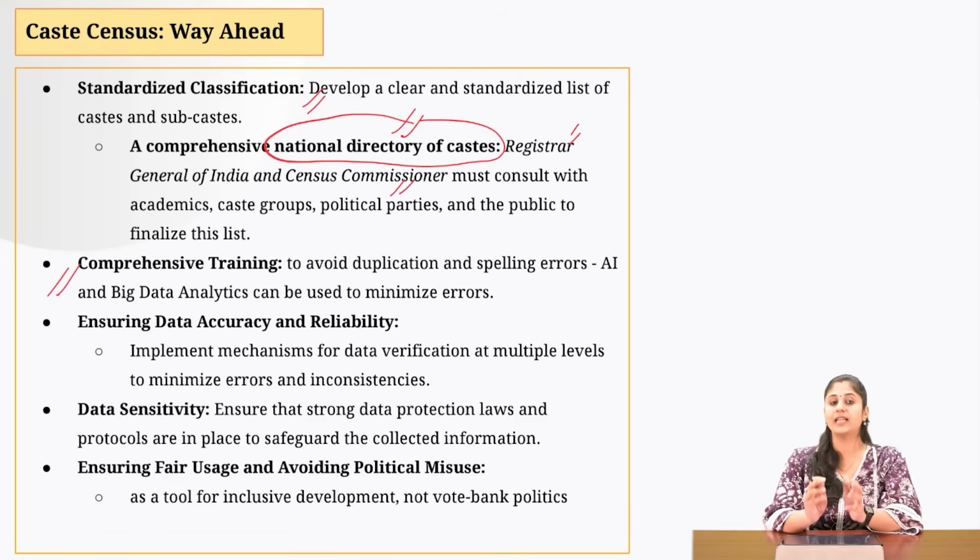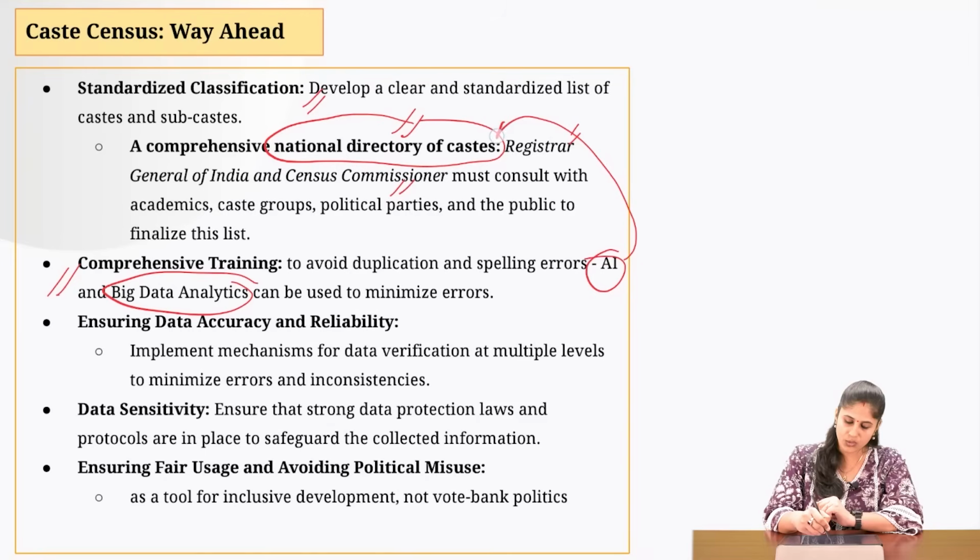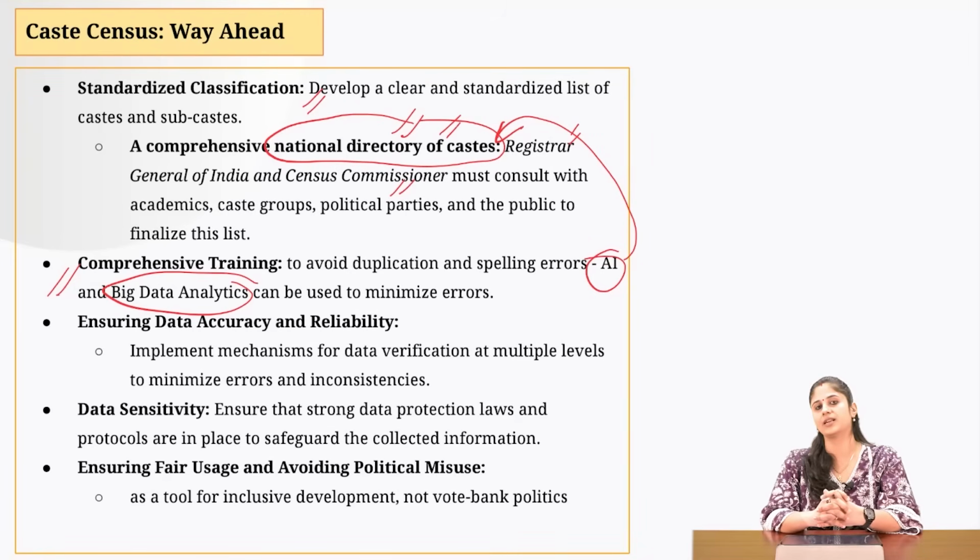Then you need to provide comprehensive training to the officials who are going to collect the caste related details on the ground. They need to deal with the situation very sensitively. They need to make the people aware of why this data is being collected. And they should be allowed to use the new emerging tools so that there are fewer chances of errors. And these tools should be trained based on the National Directory of Caste.